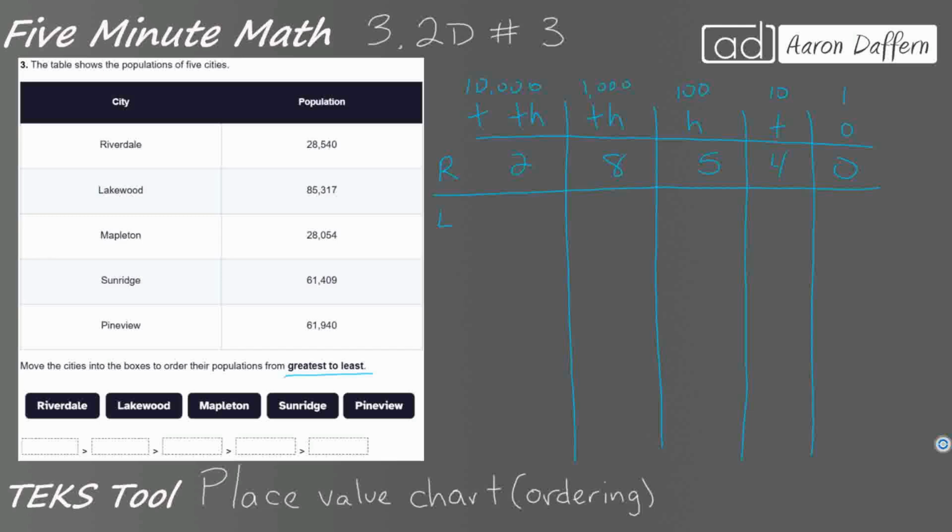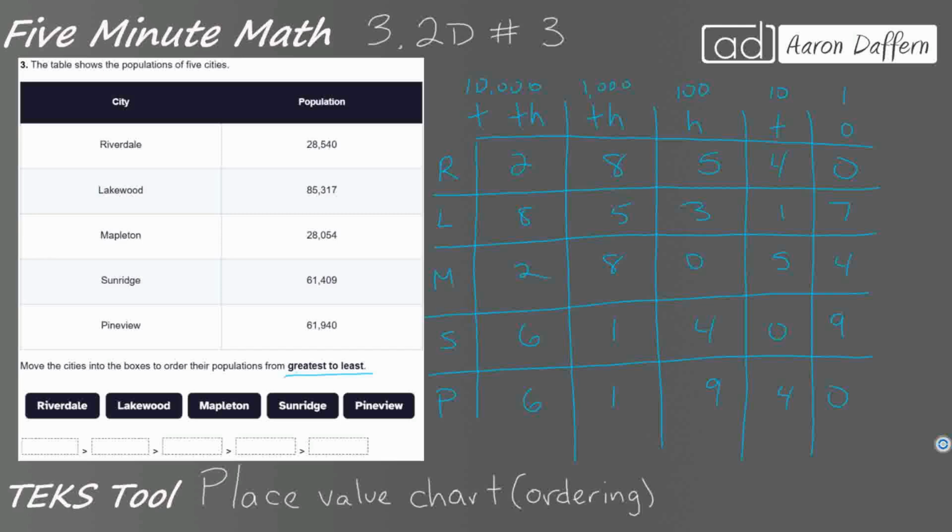28,540. L for Lakewood. 85,317. Mapleton, M. 28,054. I've got S for Sunridge. 61,409. And then finally P for Pineview. 61,940. It's very important for us to know the order that we need to build these 5 cities.